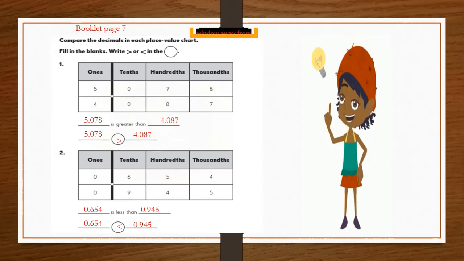So remember to line the numbers up, compare the number of decimal places so as to make them all the same. Then you have to compare the whole number part. If they are equal, go to the decimal part and compare them.